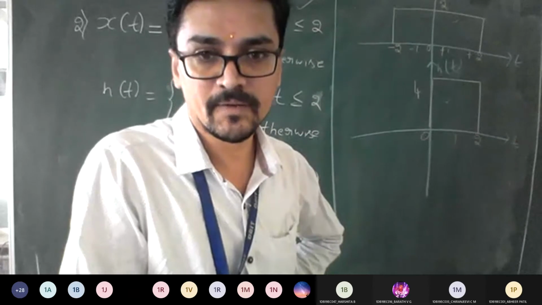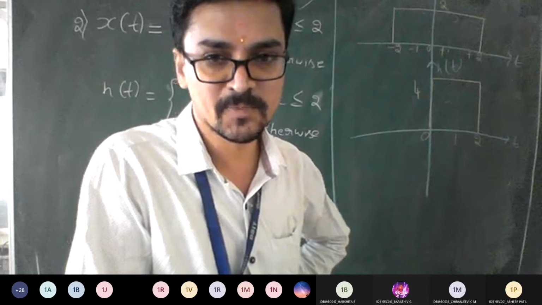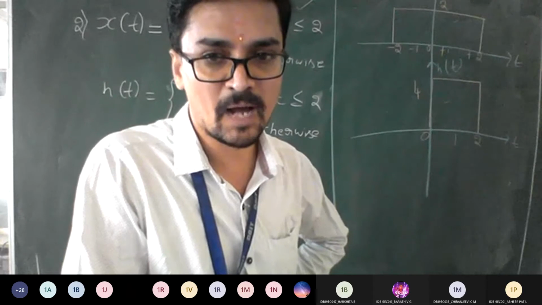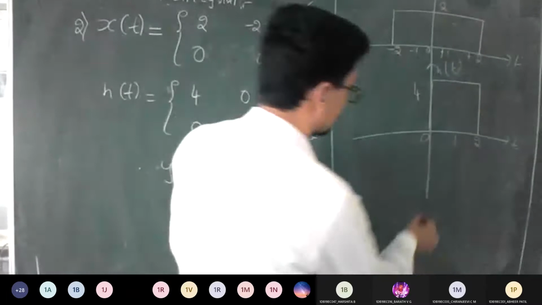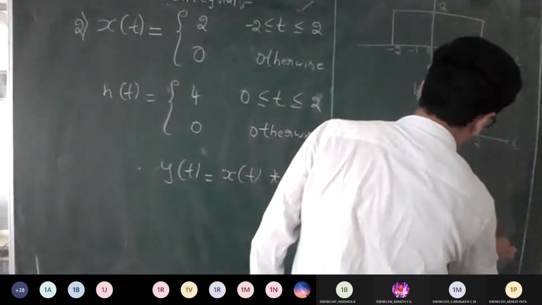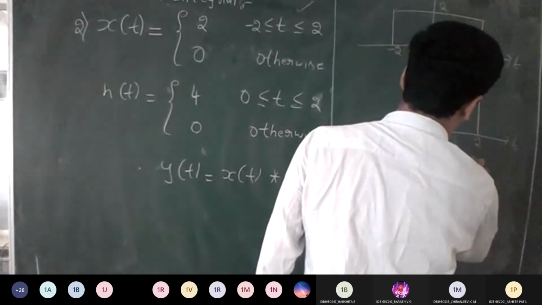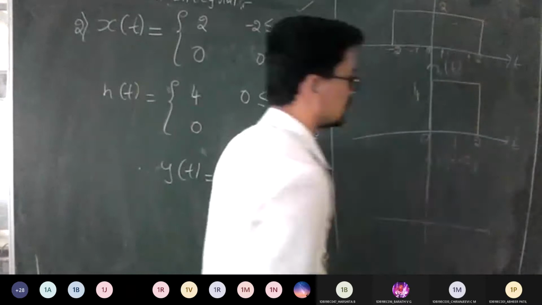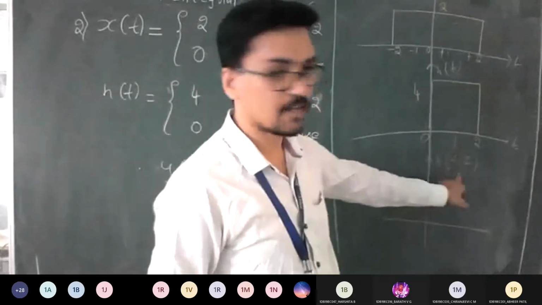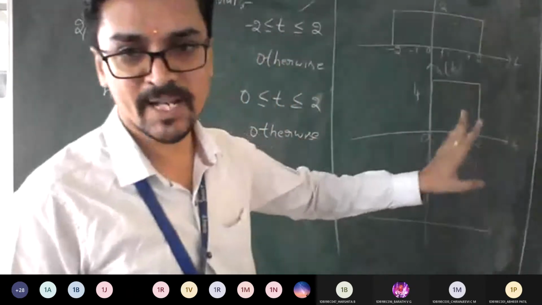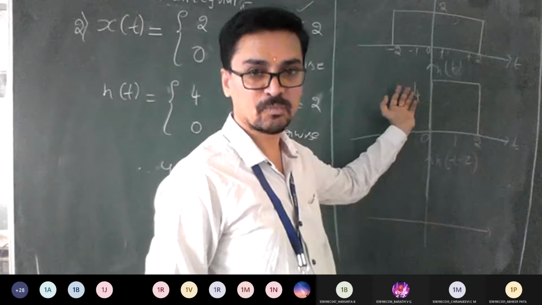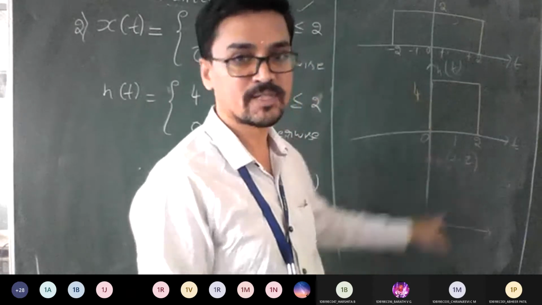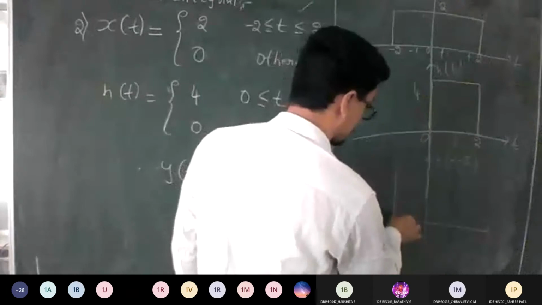I hope everyone has plotted h of t minus tau. It's like the same previous problem, right? The only variation is amplitude. Apart from that, the rest is the same. Let me sketch h of t minus tau for you. To plot h of t minus tau, if you have h of minus tau with you, it is exactly the mirror image, h of minus tau. But I want t minus tau, so let's keep it generalized.